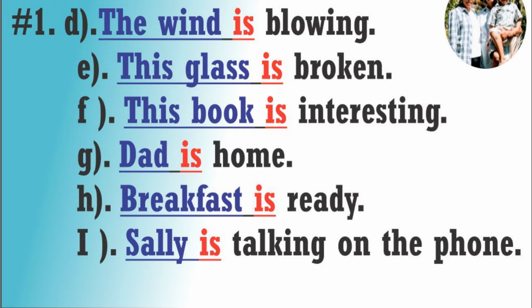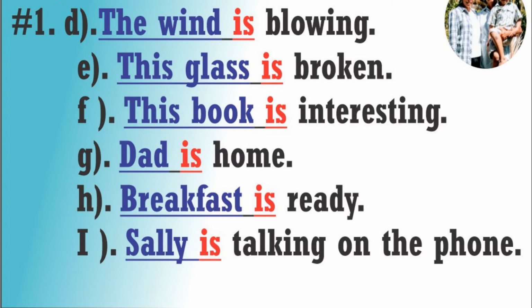Okay, breakfast is ready. Charlie is the name of a female and it is a singular noun, so we use the verb to be is, we don't use are. Charlie is talking on the phone, on the phone.